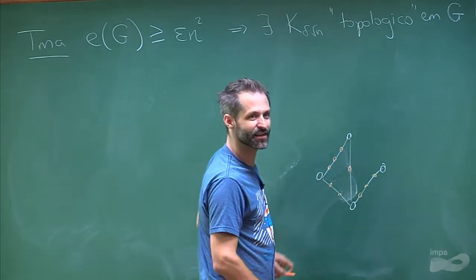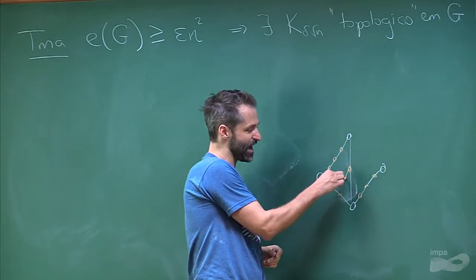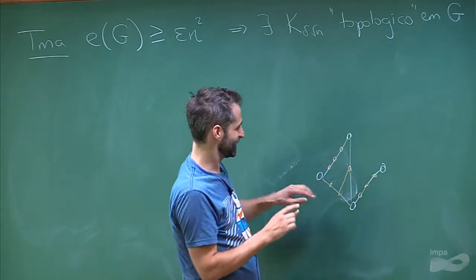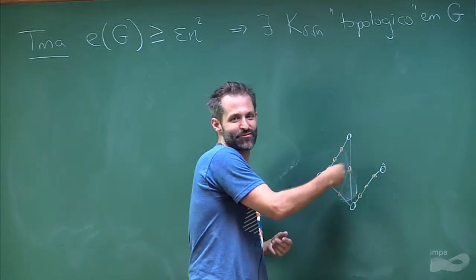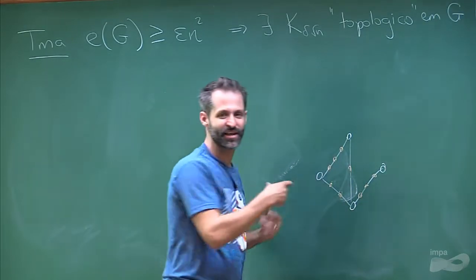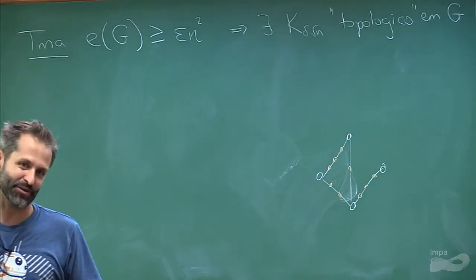Sorry, what was his question? Whether you're allowed to add extra edges in between these things that weren't there before. And the answer is no, because that would be topologically different. The point of putting these vertices on is that it doesn't change the topology of the graph.